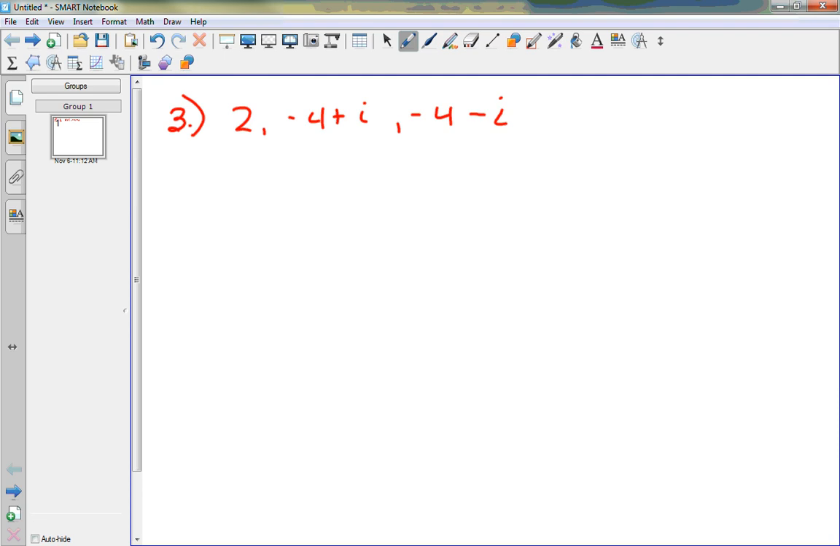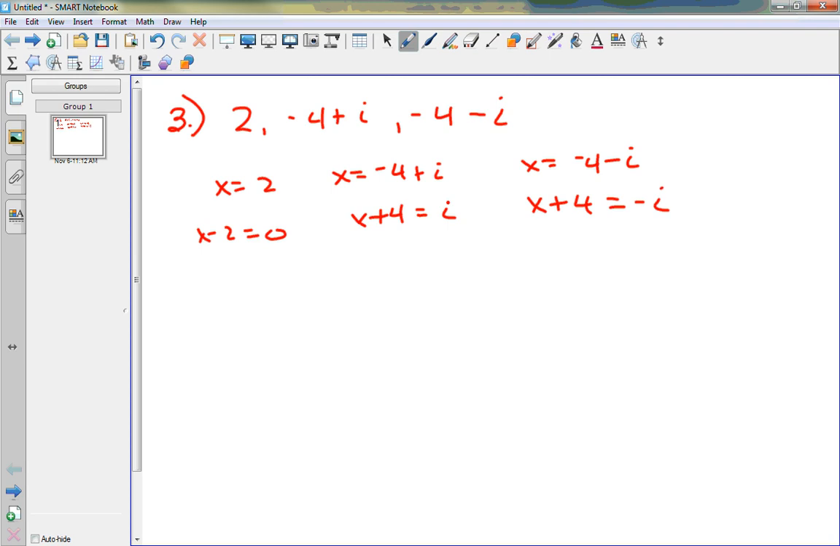Okay, number 3. What do you notice about -4 plus i, -4 minus i? They're conjugates, so I'm going to have x is equal to 2, x is equal to -4 plus i, and x is equal to -4 minus i. Since they're conjugates, I know I don't have any more roots. Do y'all understand that? Okay, so now I'm going to have x minus 2 is equal to 0, x plus 4 is equal to i, and x plus 4 is equal to -i.